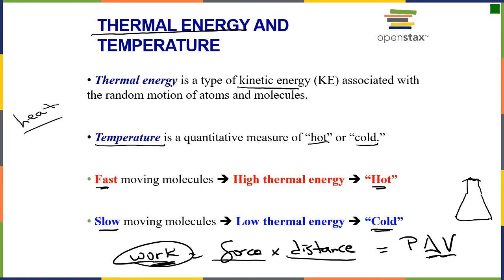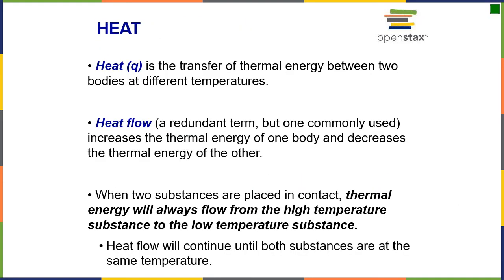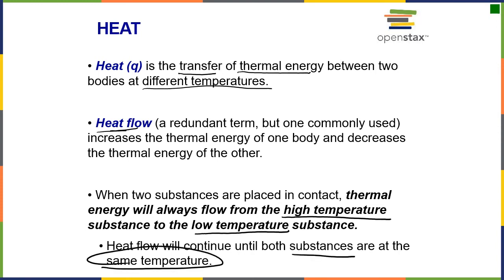And with this, we can measure heat flow. Heat is the transfer of thermal energy between two bodies of different temperatures. Heat is heat flow inherently. It's going to increase the thermal energy of one and decrease the other. Heat is always going to flow from something that is hotter to something that is colder, and heat flow will continue until they are both at the same temperature. So heat is a transfer of thermal energy.